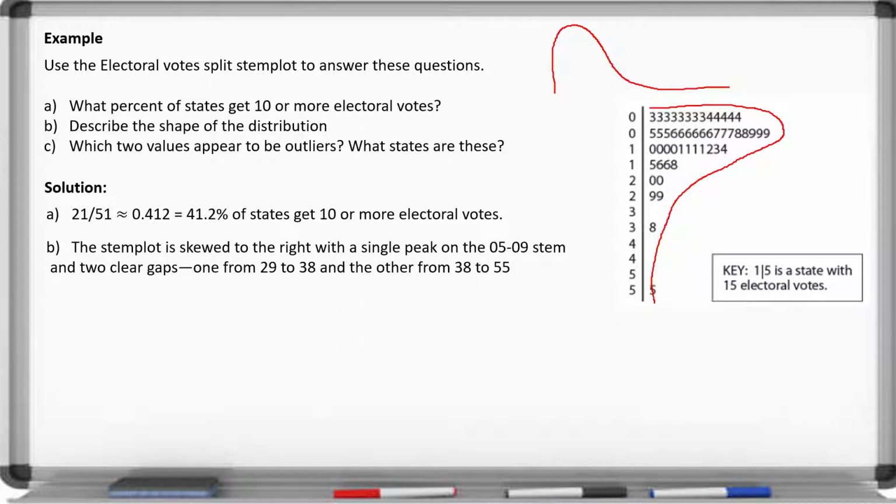Alright, so now let's look at part B. If we want to describe the shape, well, we said it's skewed right. There's a single peak at the 0 and 5, 0 and 9 stem, and there are 2 clear gaps, one from 29 to 38 and the other from 38 to 55.